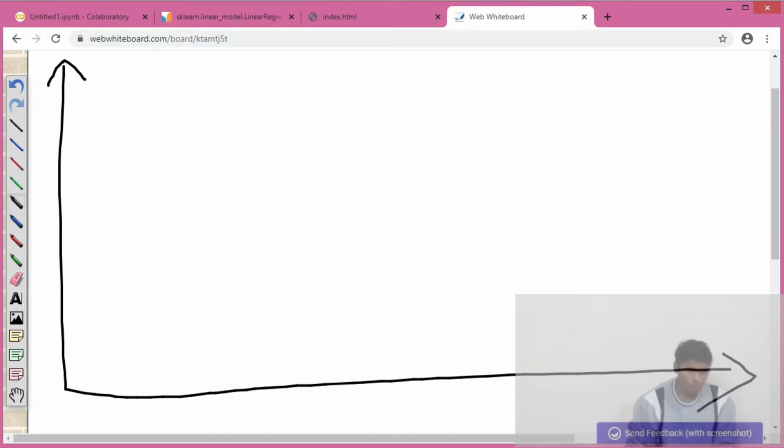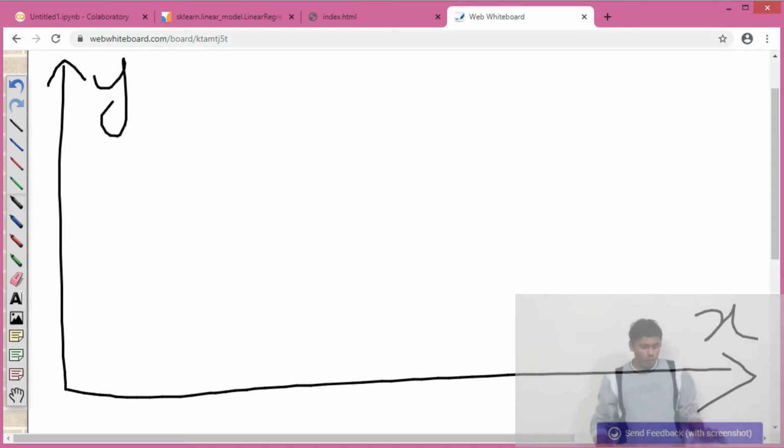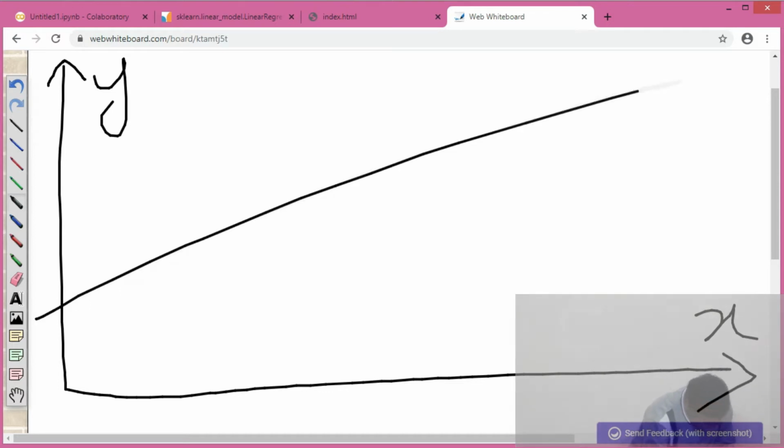Okay, so it's not that I'm sponsored by any of these websites. No, I'm not. Although I hope I was. Anyways, so this is my y-axis and this is my x-axis. Okay, and the line was something like this, right?